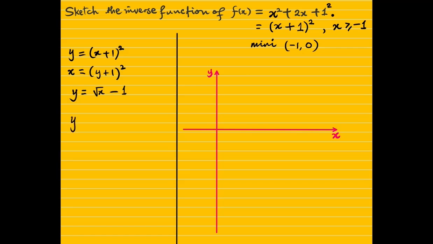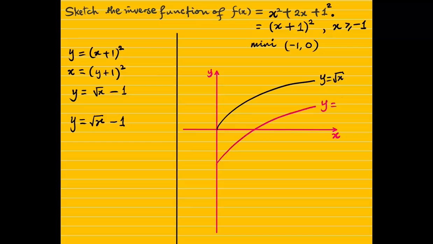Is to sketch y equals to root of x. And that is not difficult at all. This is just a graph that goes that way. That's y equals to root of x. Now there is a minus 1 here, which tells me that I should go down 1 unit. So if I go down 1 unit, I then have my curve to look like this. So this is y equals to root of x minus 1.